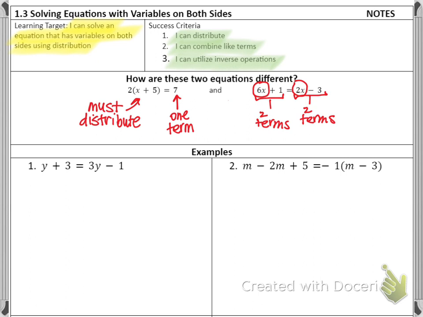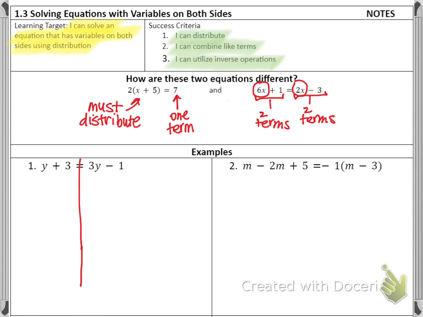So let's just do this by some practicing here. Let's look at number 1. Number 1, I notice, is quite like the example that we just looked at on the right-hand side. I have 2 terms and 2 terms and no distribution that I have to do. So the first thing I want to do when I am solving is draw a line down my equal sign. This just helps me separate my 2 sides of the equation and make sure that I don't forget any steps.